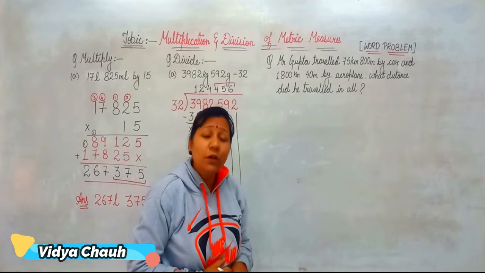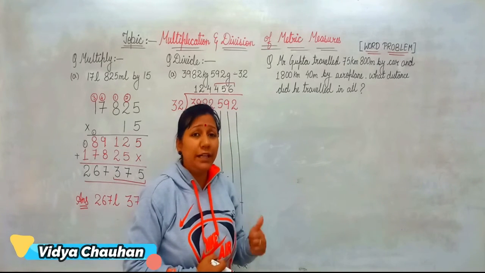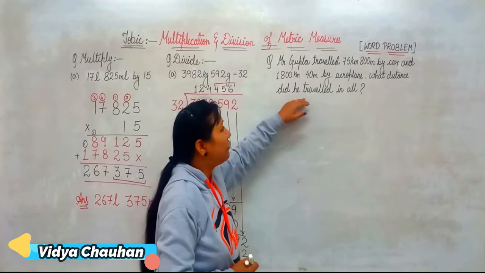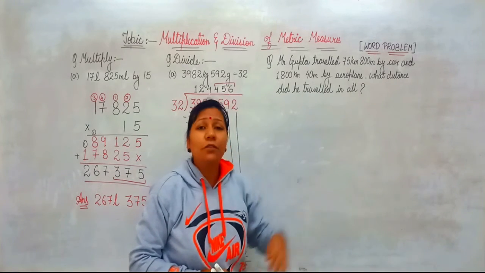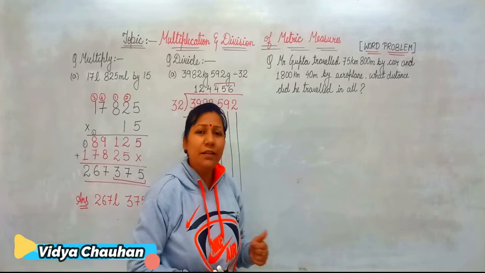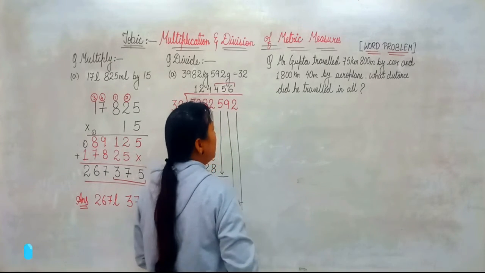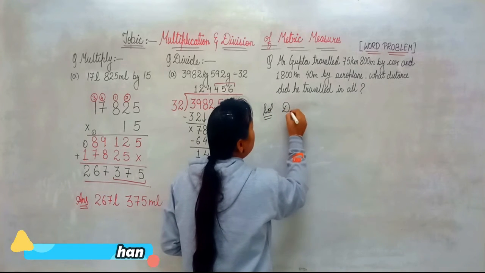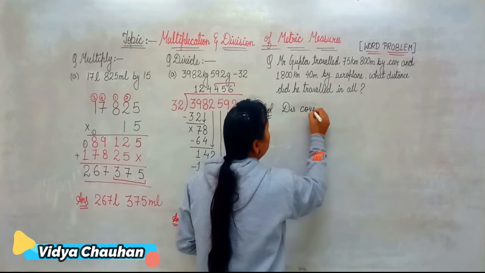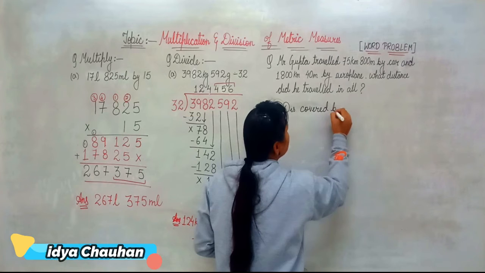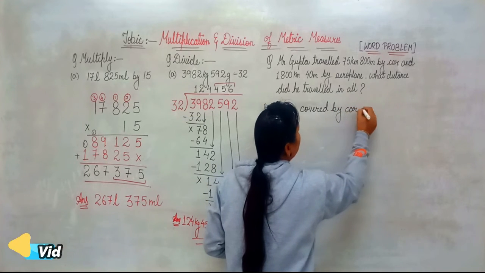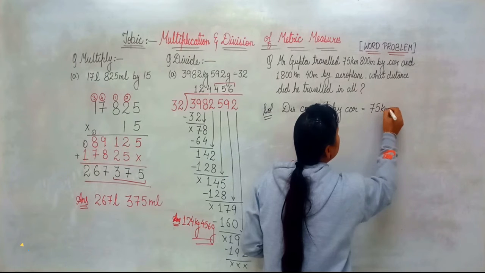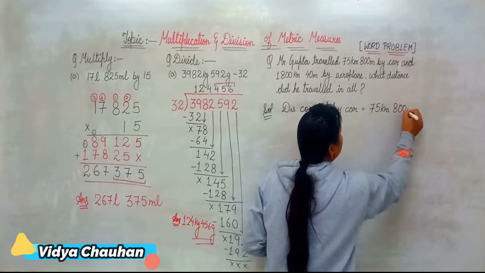So what you will do? Which operation we will use here? Addition, subtraction, multiplication or division? Yes students, just because you have to find the total distance covered by him, so we will add the value. So let us write the statement very first. So your solution will begin like this. Distance covered by car. How much distance he covered by car? 75 kilometers and 800 meter.